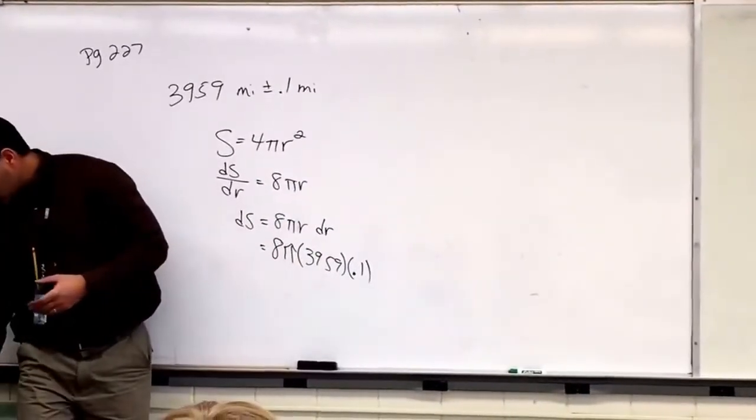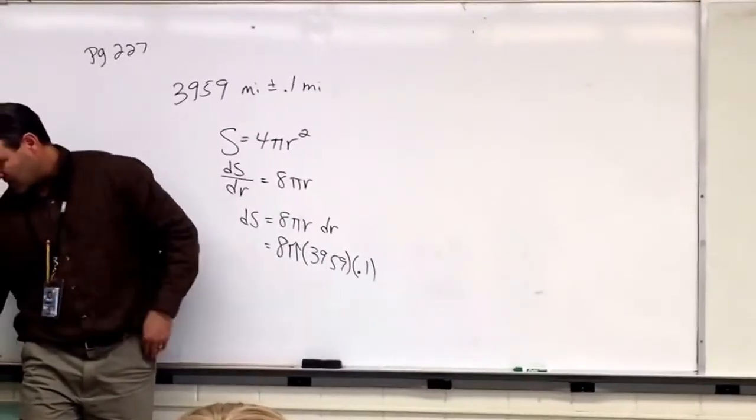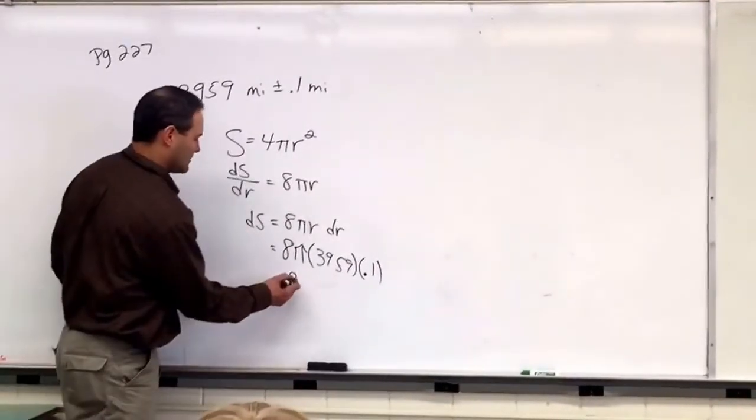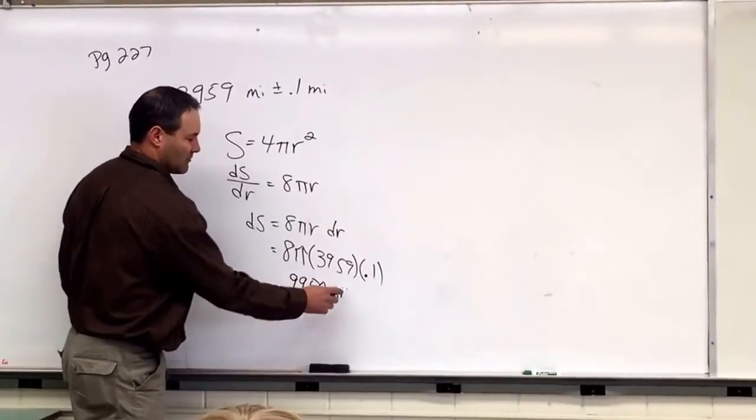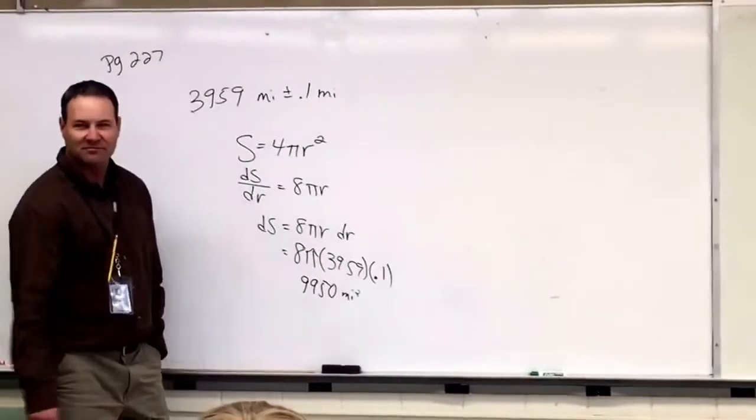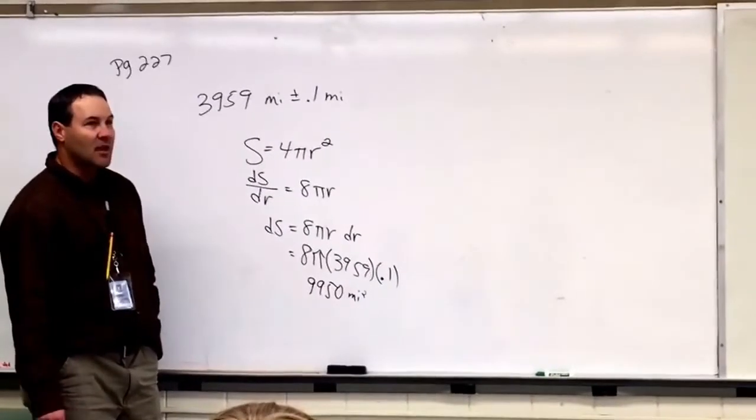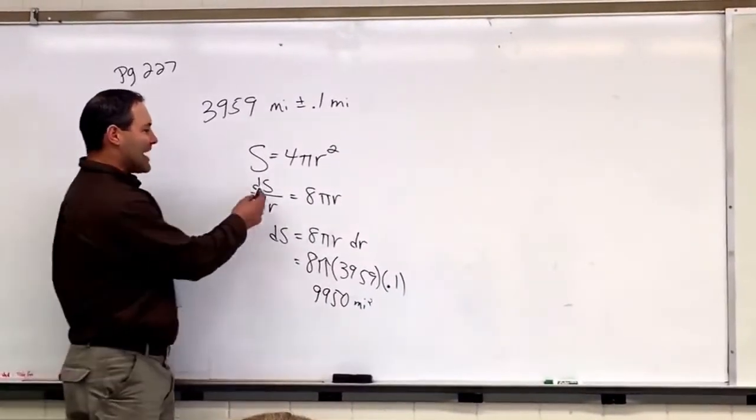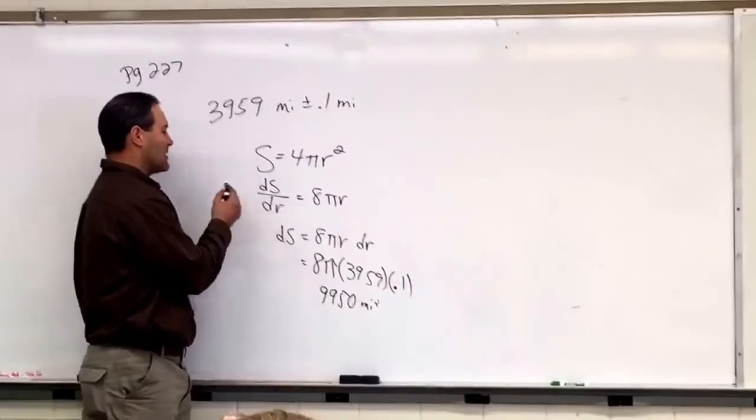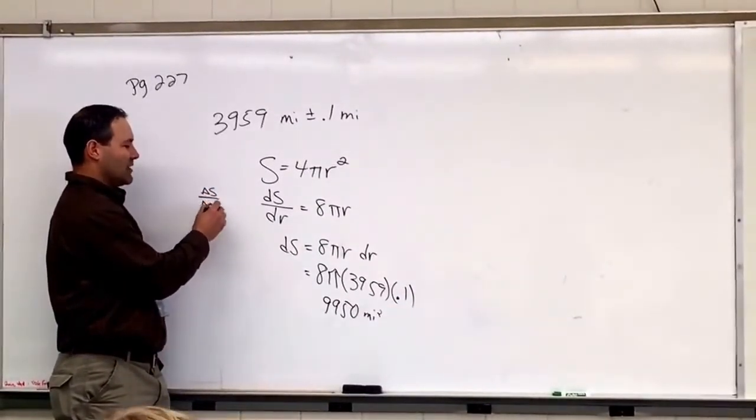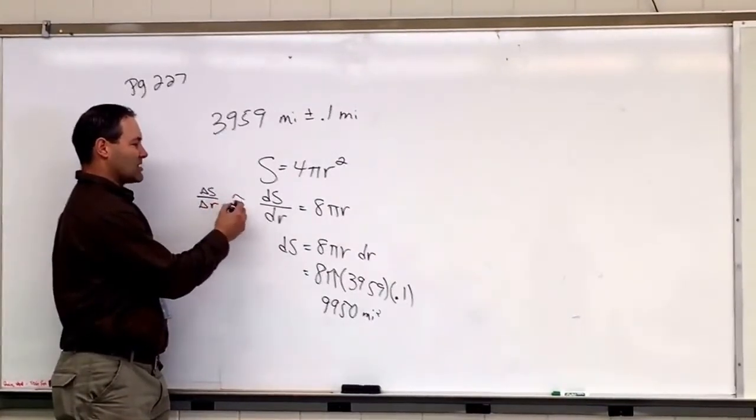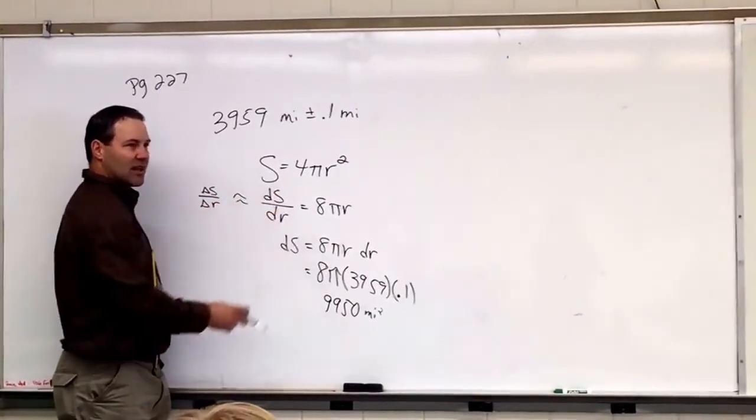So then the book tells us that it is 9,950 miles squared. Should we trust the book? Okay, so this is an estimate. The ds is an estimate, the dr is an estimate. The literal would be delta over delta, but in calculus we say that is an approximation of ds/dr.